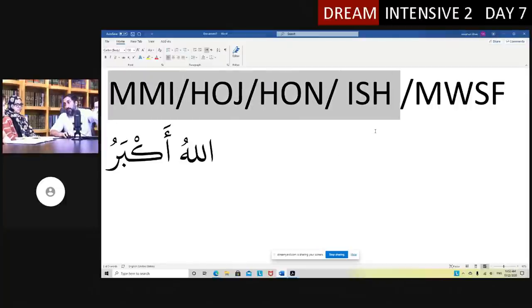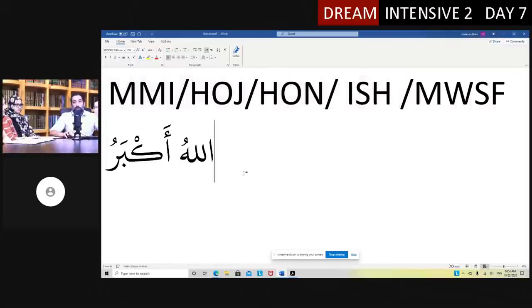Maybe it's number five, which is what? Mawsuf and sifa. The only way to prove mawsuf sifa is you find four properties matching. Four properties don't match because the word Allah is proper and Akbar is not. Yeah, because of the al. There's no al there.